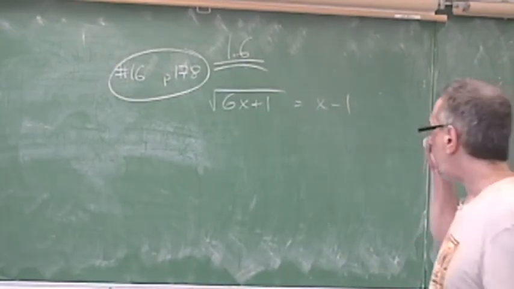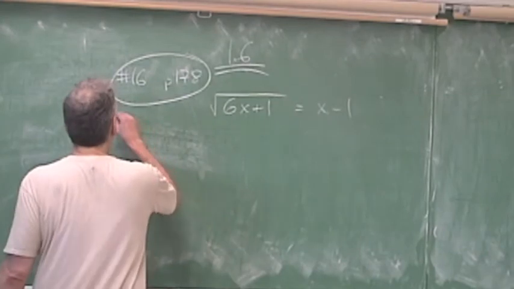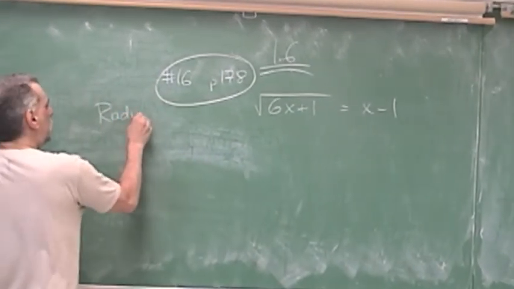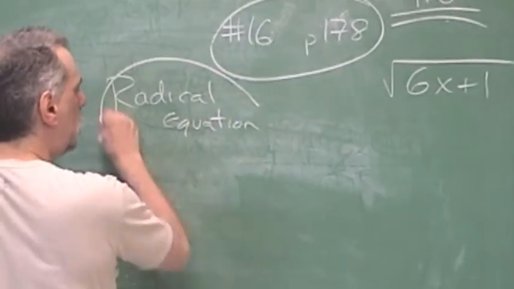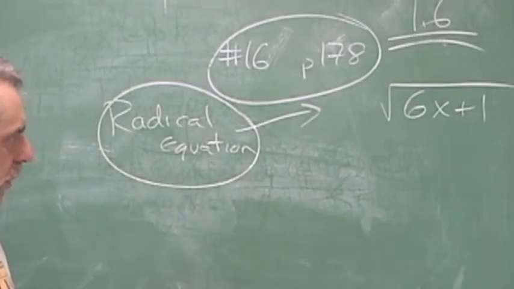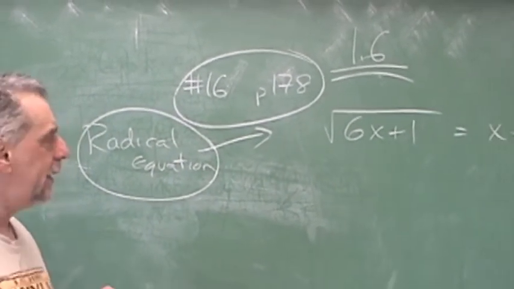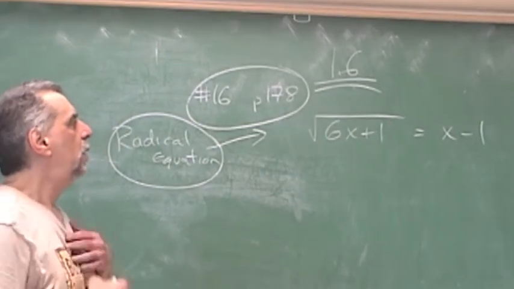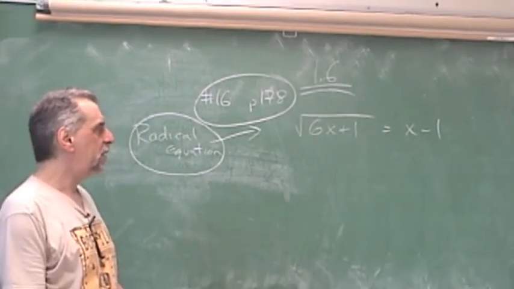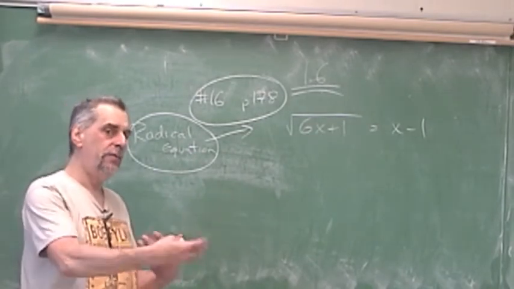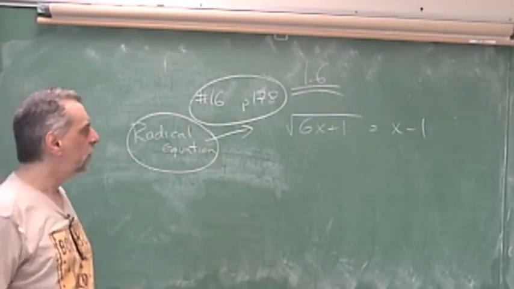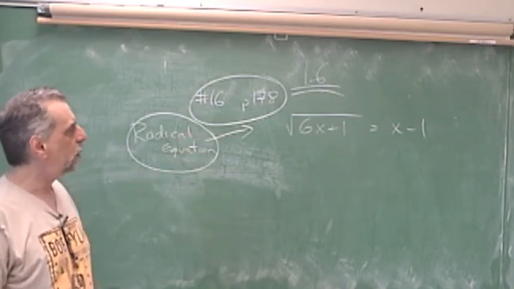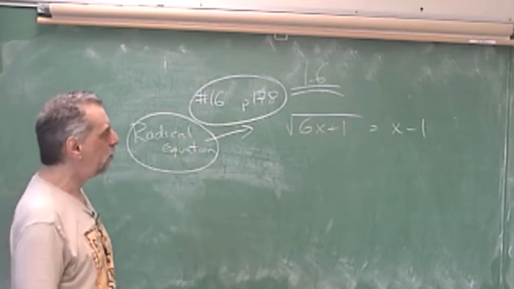All right, so notice this is an equation involving radicals, so we call this a radical equation. The way we attack this is to square both sides. When we had the square root property, we were taking the square root of both sides when something squared equaled a value. Now we're doing the reverse of that. We want to get rid of the square root sign, so we're going to square both sides.